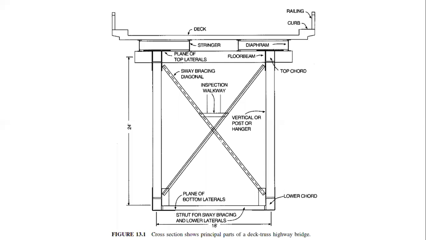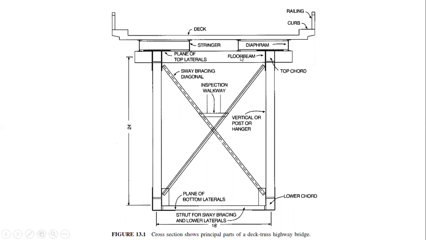Okay. Now this is one section here. You will see the section of the previous one. Here this is my lower chord member. This is my lower chord member. This is my top chord member. This is my top chord member. Okay. And this rectangle from here to here, this is my floor beam.